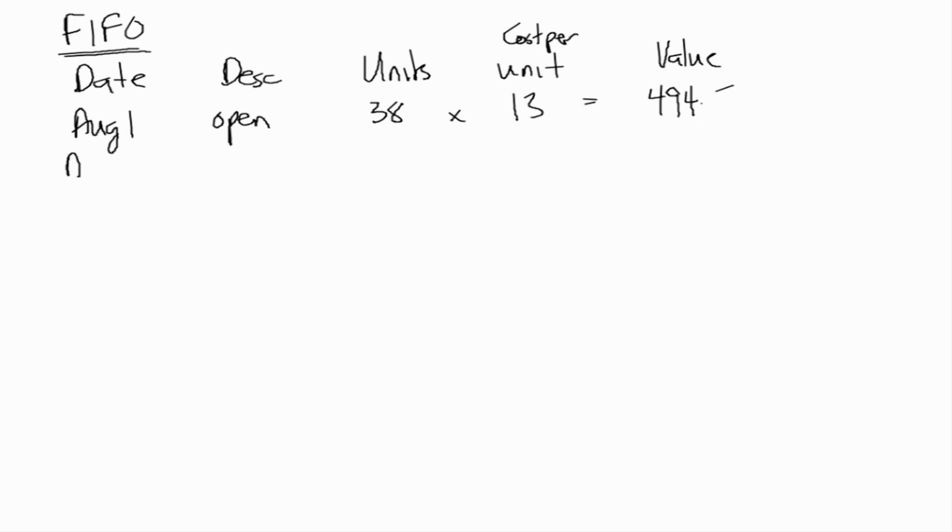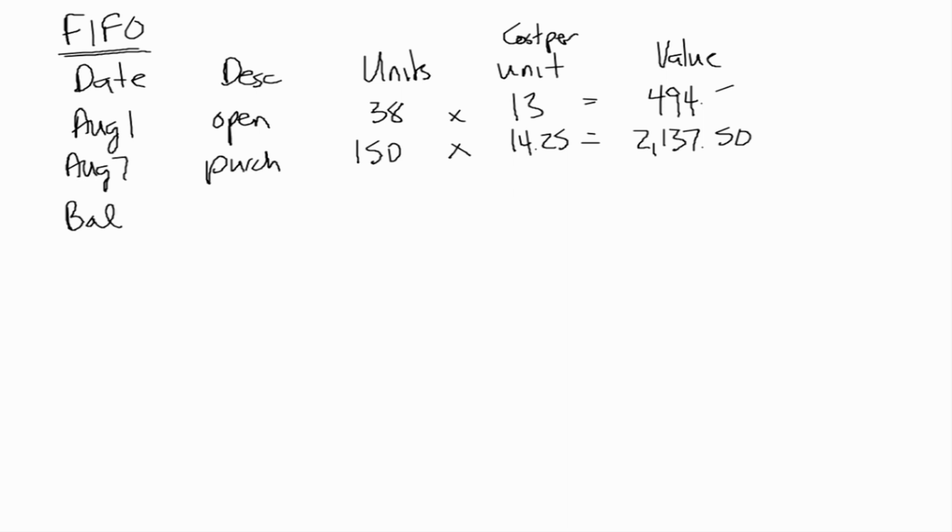Okay, so now on August 7th, there was a purchase for 150 units at $14.25, and that equals $2,137.50. Now, if there was another purchase, I would simply keep listing all the purchases until we do something different, such as sell. I would continue to list purchases until there were no further purchases. But as soon as it flips to sale, I've got to do something special. I've got to do a balance.